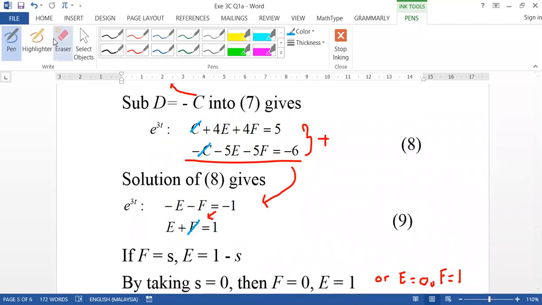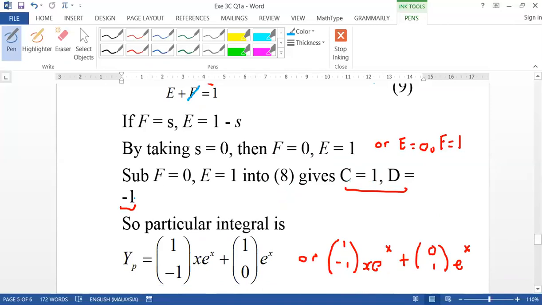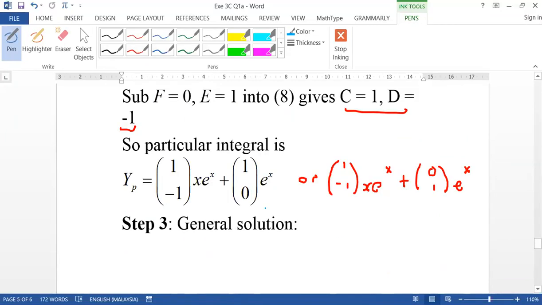I want to find C here, right? My F is 0, E is 1. So you have negative C. Moving negative 5 to the right side, negative C equals negative 6 plus 5. So C equals 1. And we know that D is equal to negative C. That's why D is equal to negative 1. So I get C is 1, D is negative 1. So the particular integral yp will have C is 1, D is negative 1.